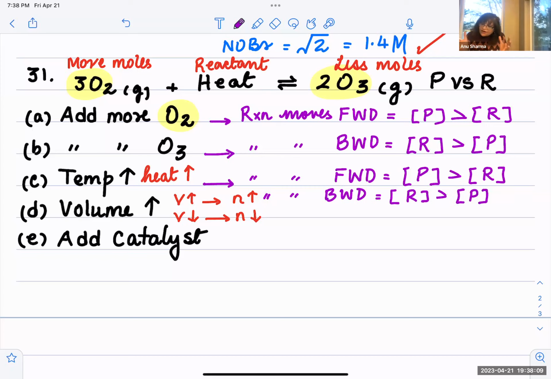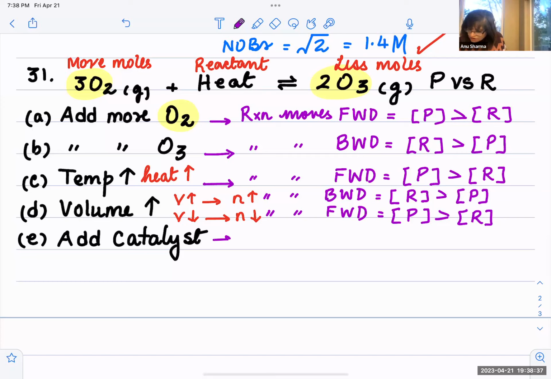But if you decrease the volume, you're pushing the oxygen molecules together and you've given the heat, so there are collisions and all those chemical kinetics, and this gives you forward. So the reaction is going to move forward. In that case, we will see more ozone, more products than reactants. But if you add a catalyst, what happens? No change. A catalyst only increases the rate, but it does not shift the direction of the equilibrium.